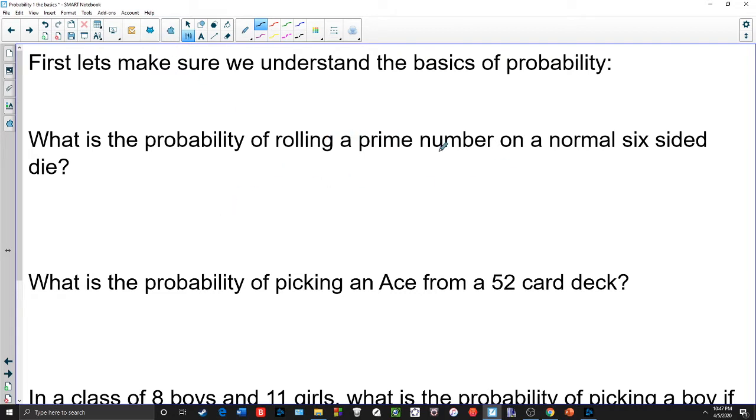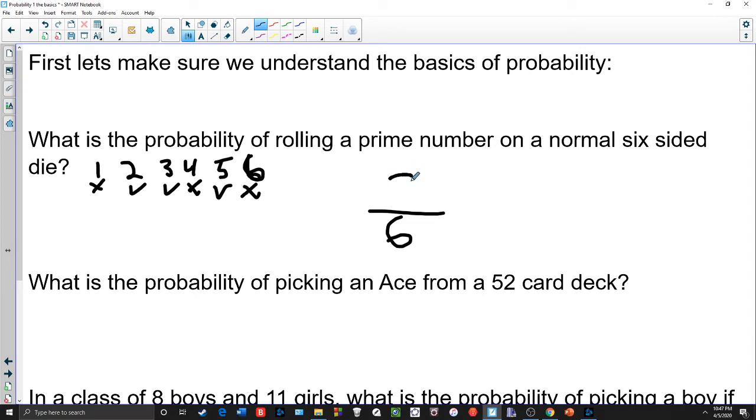So the probability of getting a prime number on a normal six-sided die. Well, we have 1, 2, 3, 4, 5, 6 on a six-sided die. So the number of ways things can happen is 6, right? We have 6 possible numbers we could roll here. Well, how many of them are prime? Well, 1 is not prime. It's a special case, remember. 2 is prime, 3 is prime, 4 is not, 5 is prime, 6 is not.